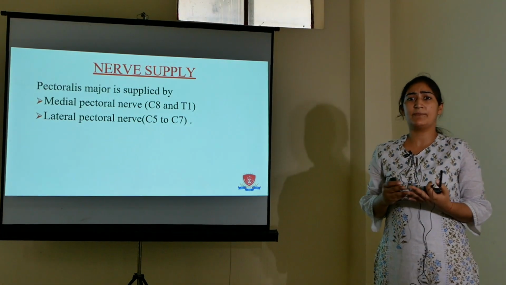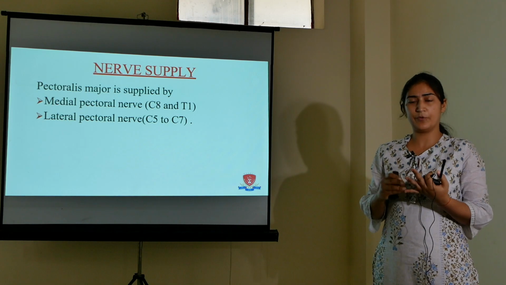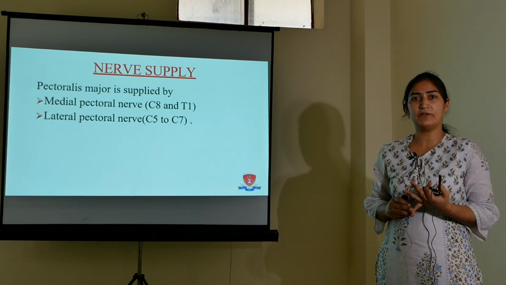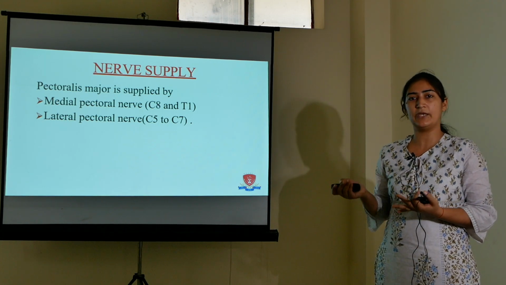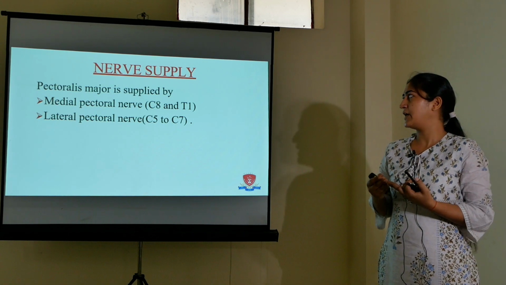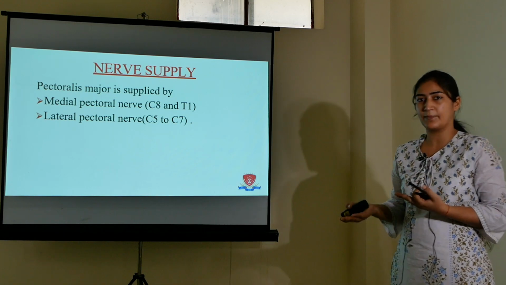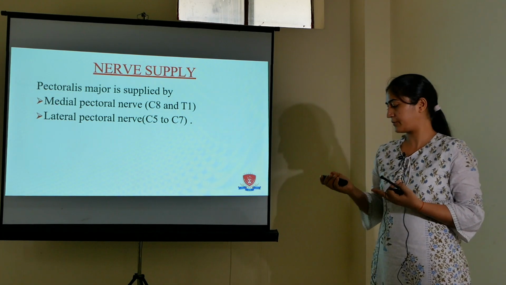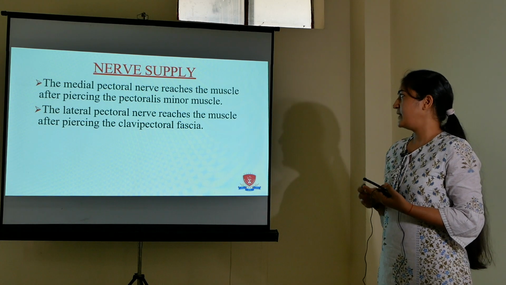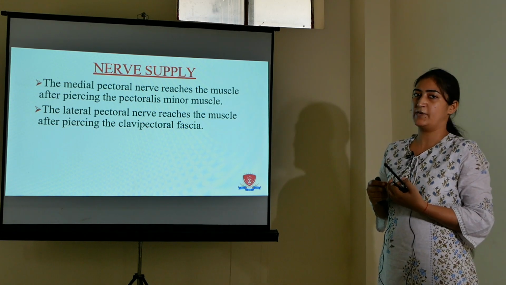Now we will be discussing the nerve supply. It is very easy to remember the nerve supply. Both the nerves, that is the medial pectoral nerve and the lateral pectoral nerve, supply the pectoralis major muscle. So you don't have to be confused about which nerve is going to supply the pectoralis major or not. Now how do the medial pectoral nerve and the lateral pectoral nerve reach the pectoralis major muscle?